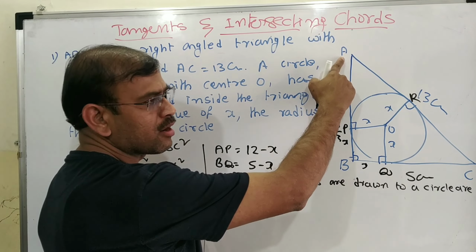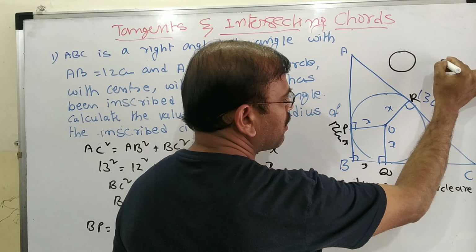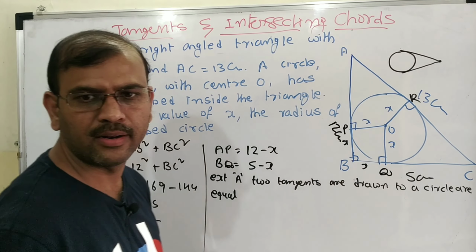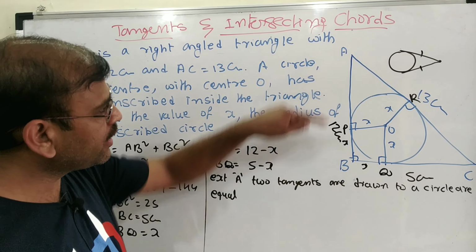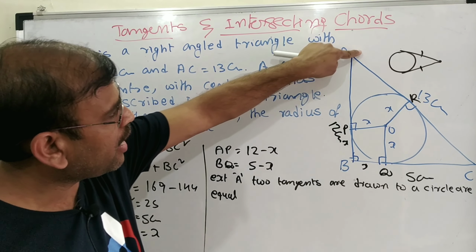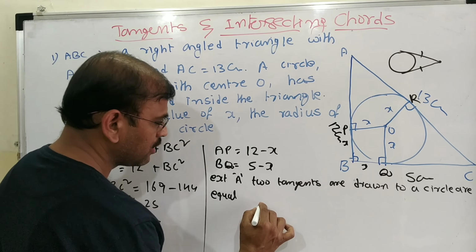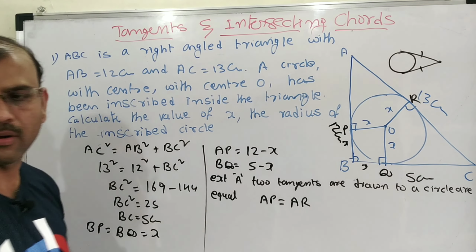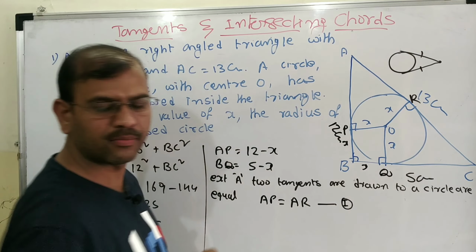So this is the exterior point. In the previous question I also mentioned it. From the exterior point we can draw two tangents to the circle. The lengths of the tangents are equal. So according to this, AP and AR will be equal. So I am going to write AP equal to AR. AP equal to AR, this I am going to consider as 1.